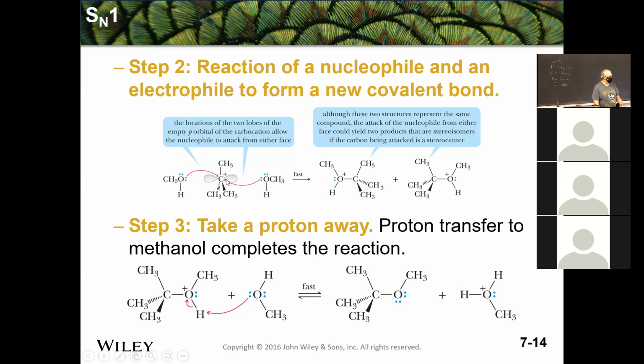Okay, if the original alkyl halide was on a chiral center, we would have equal probability of attacking from one way or the other. These are actually the same compound because they're superimposable mirror images. But if this carbon was originally chiral, we would actually get a racemic mixture. Okay, 50-50 of two enantiomers. Okay, so that's the second step. The third step is we're going to take away that extra proton, and our product in this case is an ether.